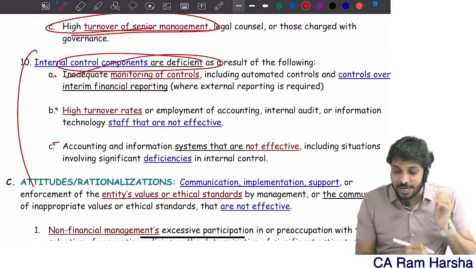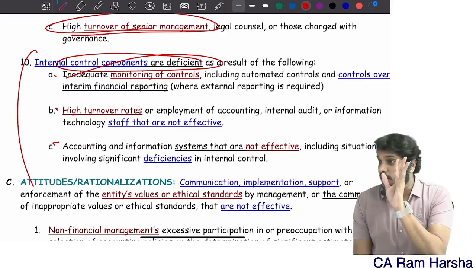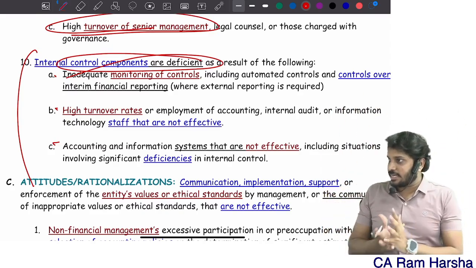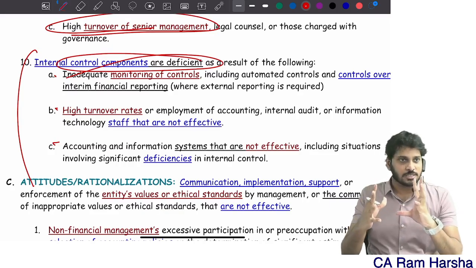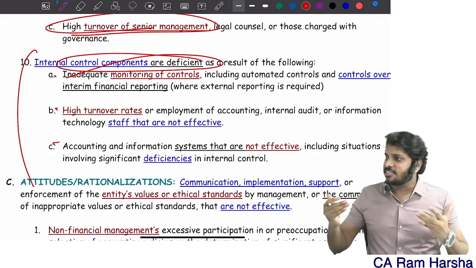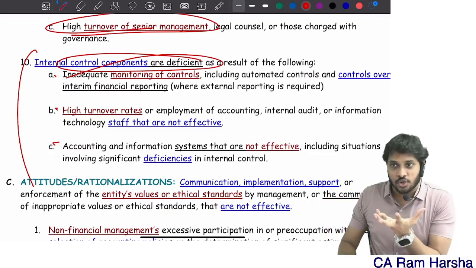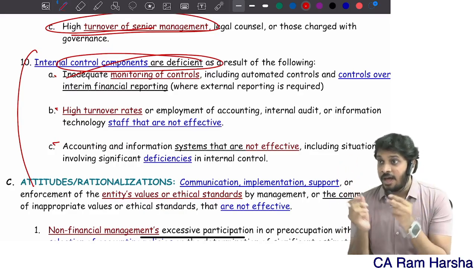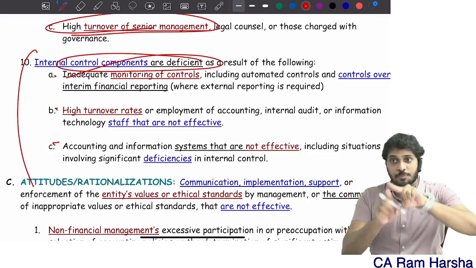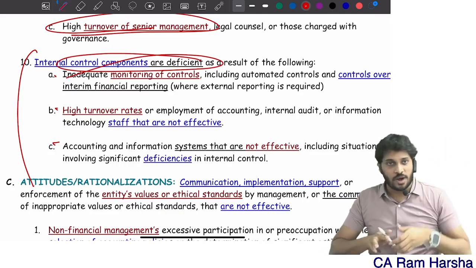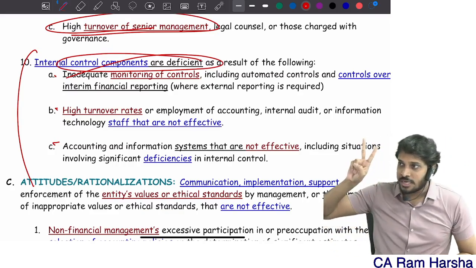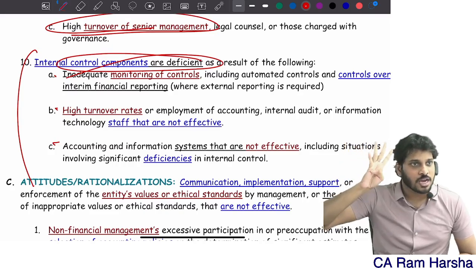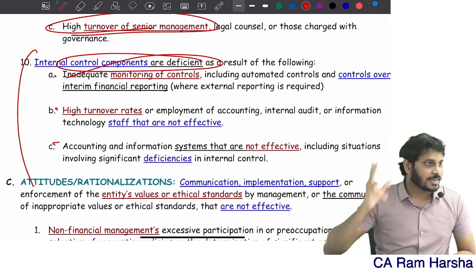So they'll give you questions like this. Internal control components are deficient. For example, big entities will have a system for how the entity functions. That system is called what? Internal control system. Internal control system is nothing but a set of processes followed by the entity. These processes are broadly divided into 5 categories. 1, control environment. 2, risk assessment process. 3, information systems. 4, control activities. 5, monitoring activities.